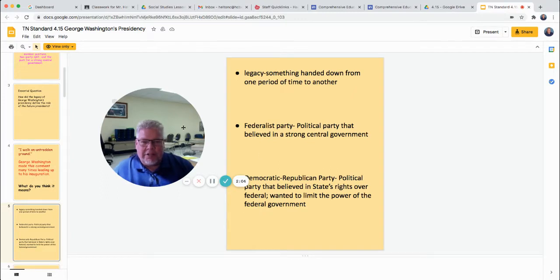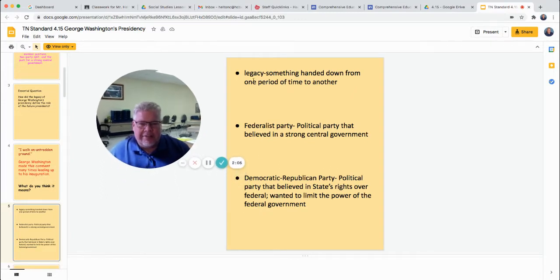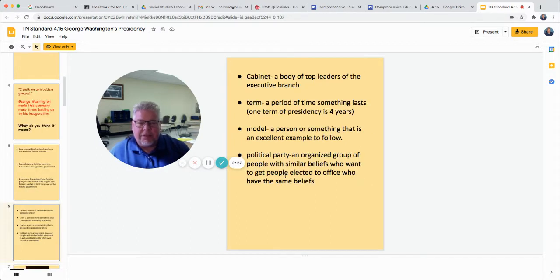Some words we're going to need to know for our little lesson today is legacy. That's something handed down from one period of time to another. Federalist Party, the political party that believed in a strong central government. The Democratic Republican Party, a political party that believed in states' rights over federal. We call them also anti-federalists. They wanted to limit the power of the federal government. A cabinet. George Washington picked four men to be his cabinet, a body of top leaders in the executive branch.